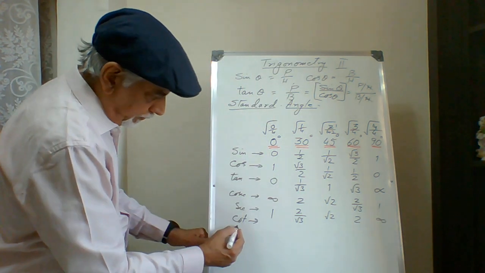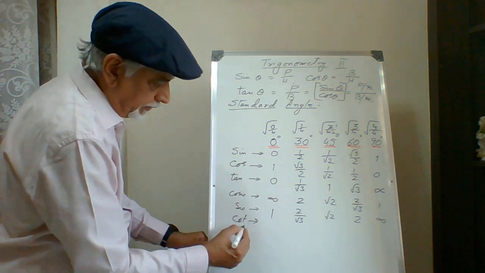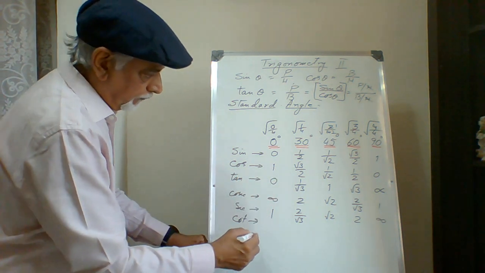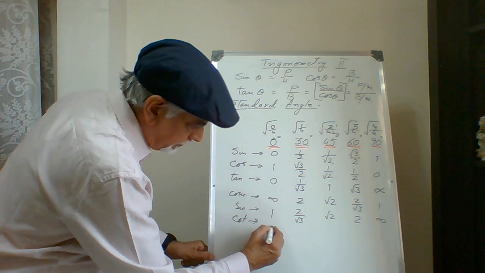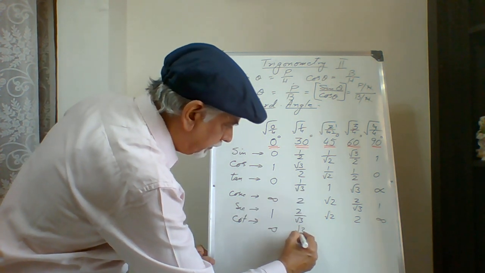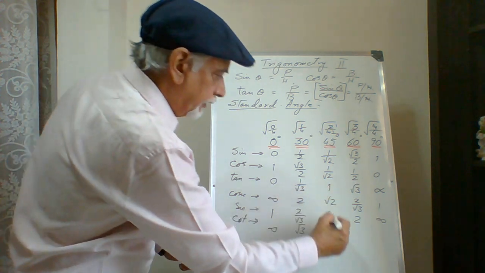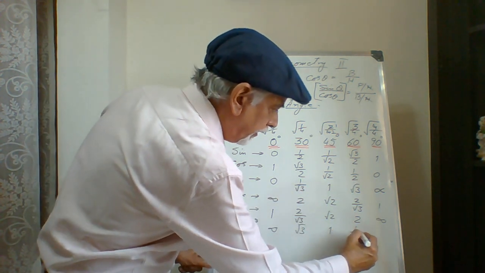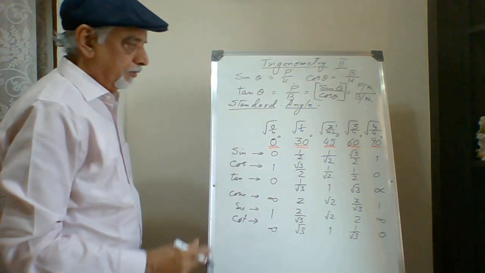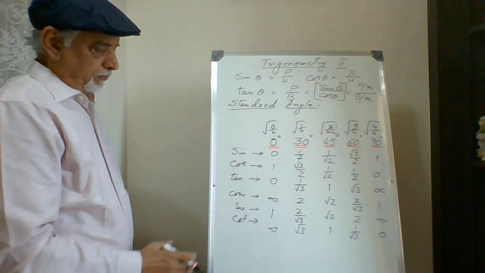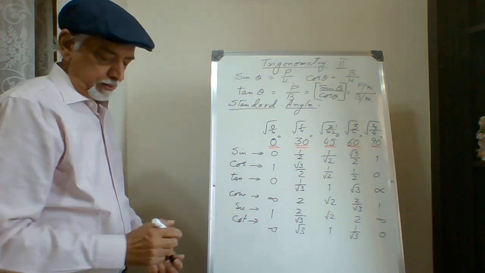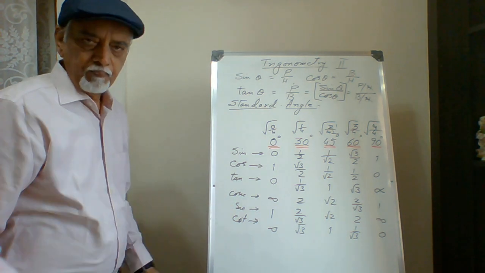For tan, I am writing cotangent, which is the inverse of tan. So 0, invert it: 1 by 0 is infinity. 1 by root 3 is only root 3. This is 1. This is 1 by root 3. And this will become 0. So this is the total chart you get for all the sine, cosine, tan, cosec, sec and cot. This is so simple.